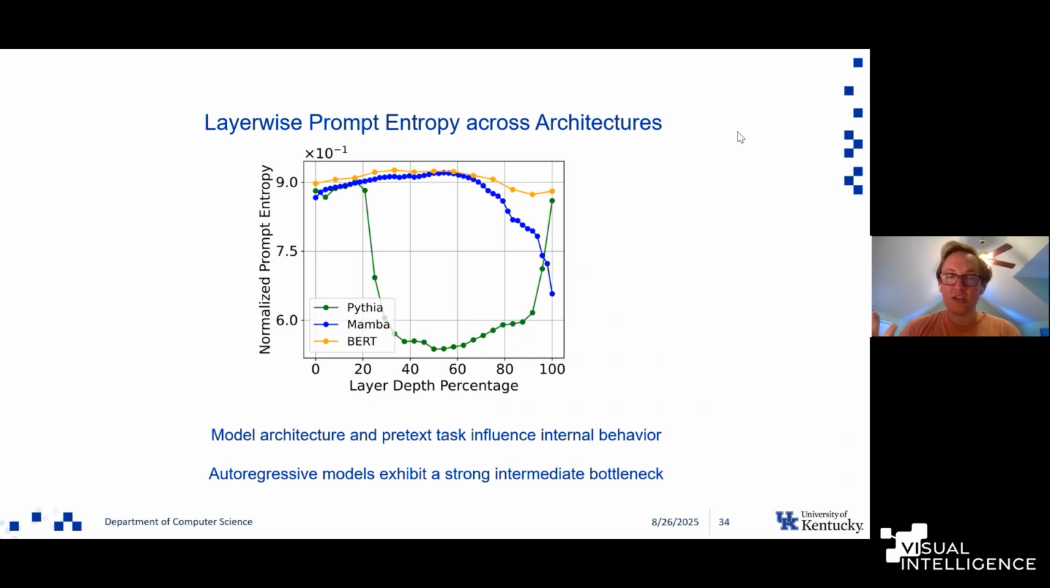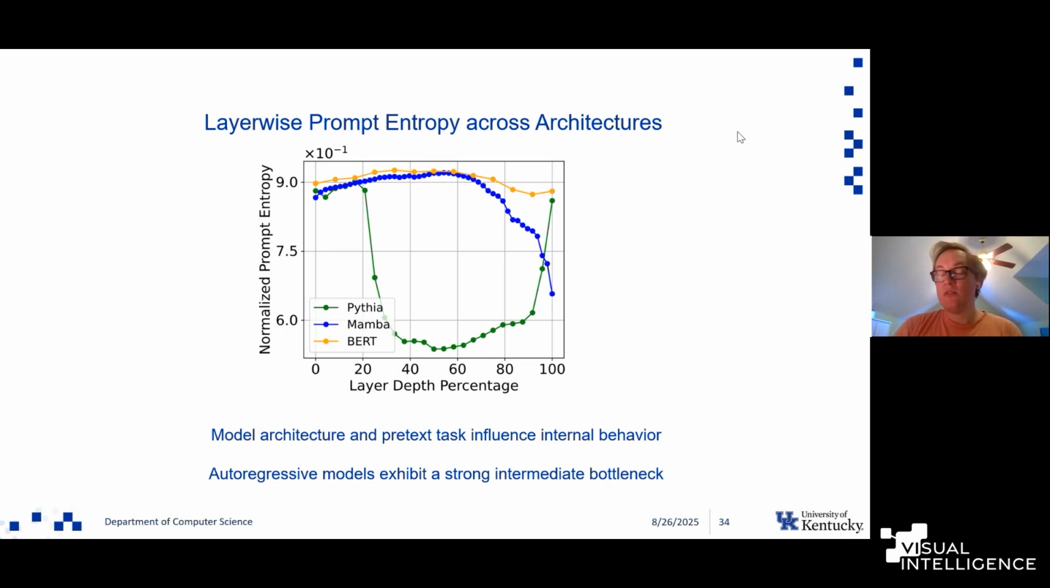We just talked about Pythia, so we can look at the other ones, which look quite a bit different. BERT is also interesting. It's very flat along the way. There's no compression here. And we observe this across many different masked language modeling trained models, so this seems to be a property of that loss function.